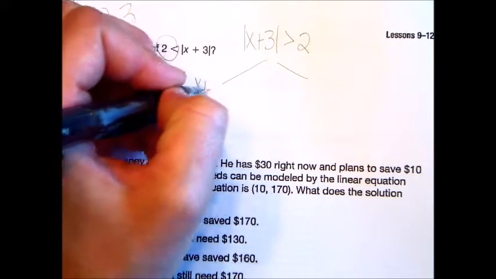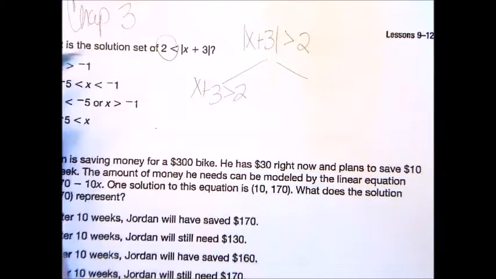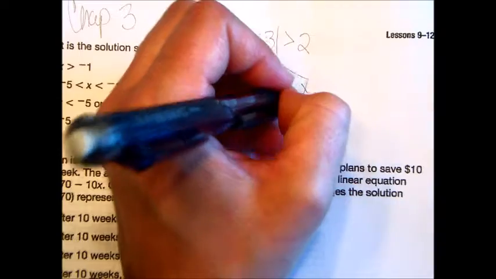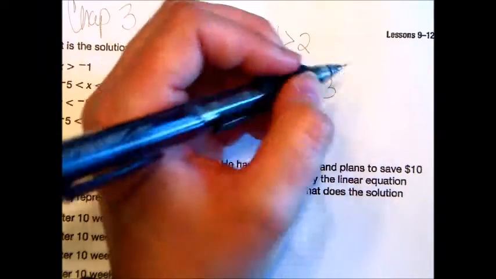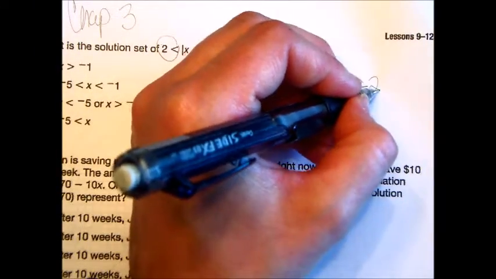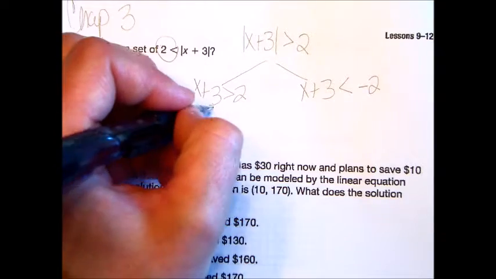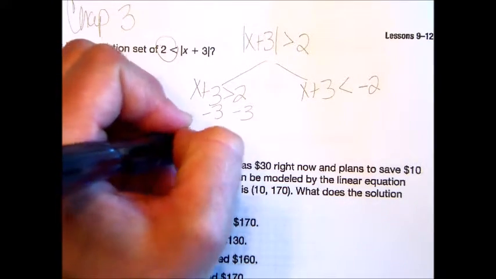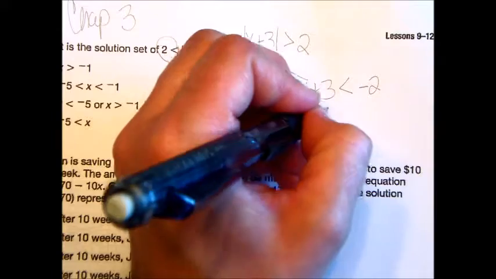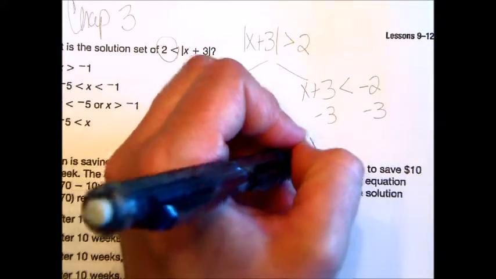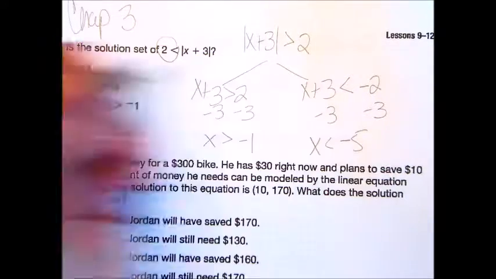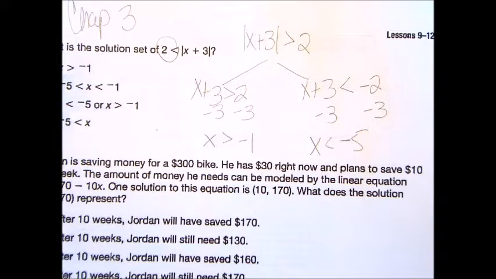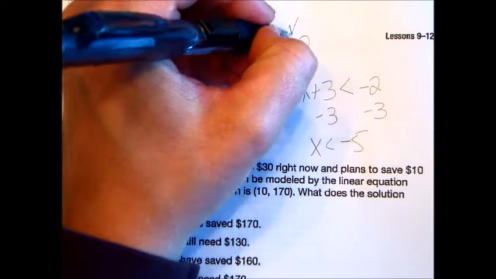So you have x plus 3 is greater than 2, and then you pull a switch. You say x plus 3, and then you switch this to less than, and you switch that to negative 2, and then you solve. So minus 3 and minus 3, x is greater than negative 1, minus 3 and minus 3, x is less than negative 5. Now, that would be an OR problem. Right here, you see how it was greater?